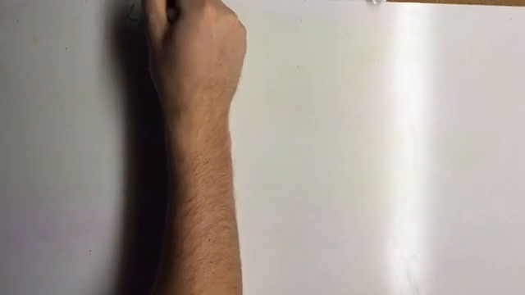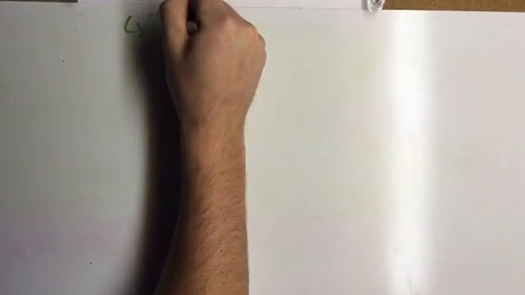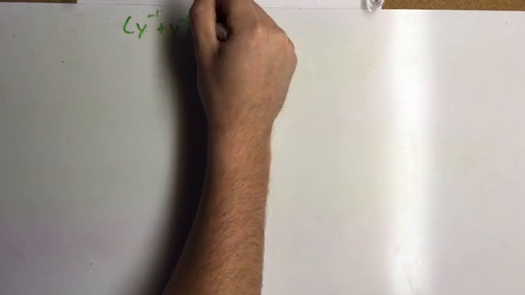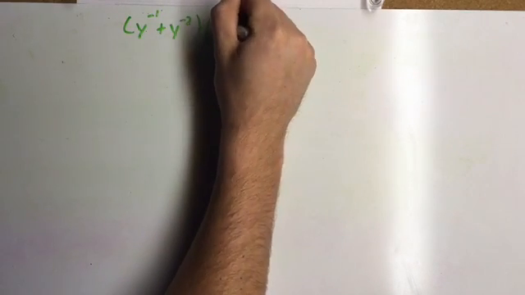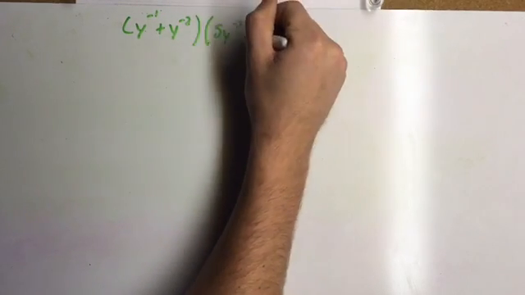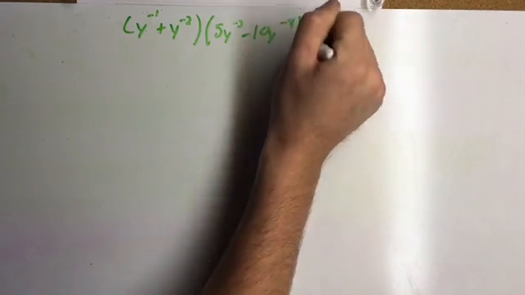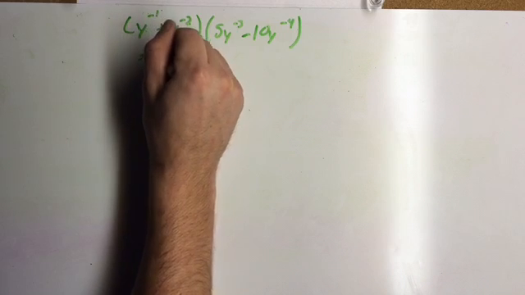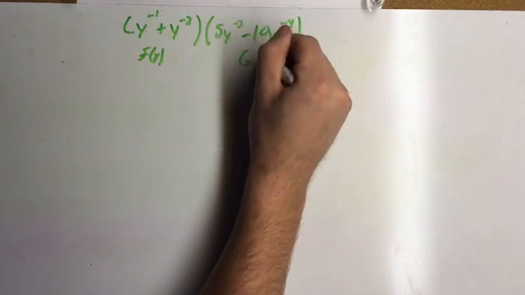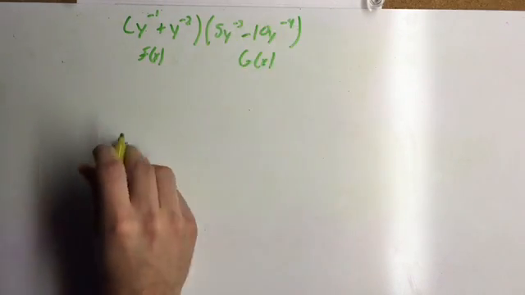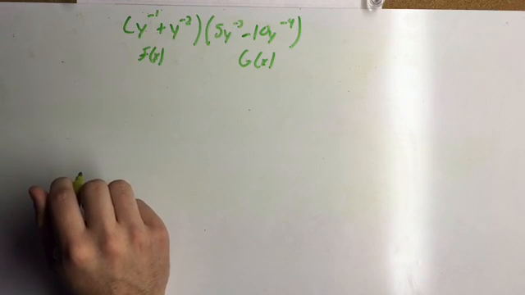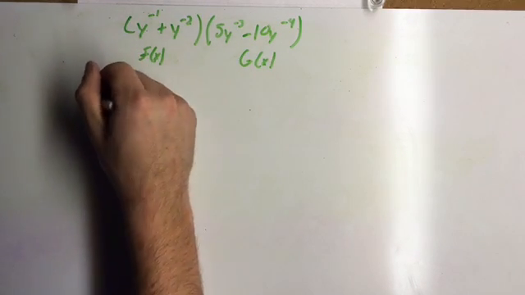Alright, so I'm going to solve the equation for you as a whole now. So the equation is y^-1 plus y^-2 times 5y^-3 minus 10y^-4. This being f of x and this being g of x. So first let's solve for f prime of x and g prime of x.